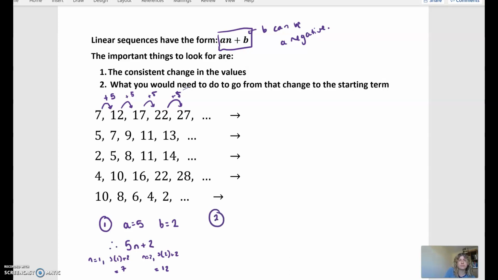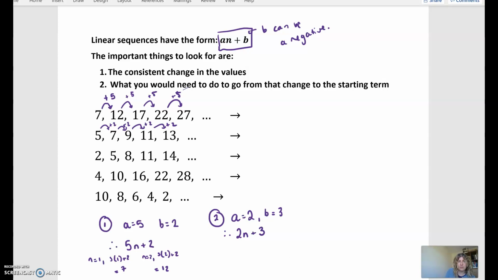So the second one, okay, we're going from 5 to 7, so we're adding 2, 7 to 9, adding 2, 9 to 11, adding 2, 11 to 13, adding 2, perfect. Okay, so we're thinking that our a value, we're changing by 2 every time, so a is going to be 2. Okay, b, now if n was 1, then we'd expect 2n to be 2, but we're actually starting at 5, so we're going to have to have added 3 to get to that 5 as our starting point. Okay, so therefore I reckon our sequence is going to be 2n plus 3.